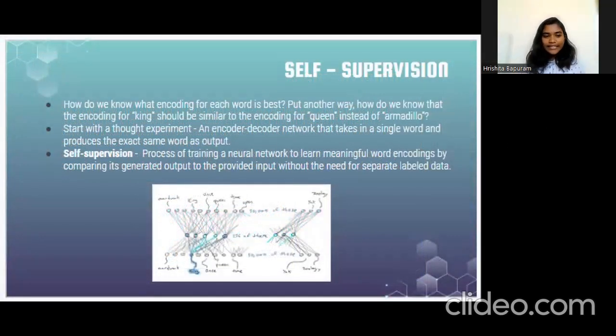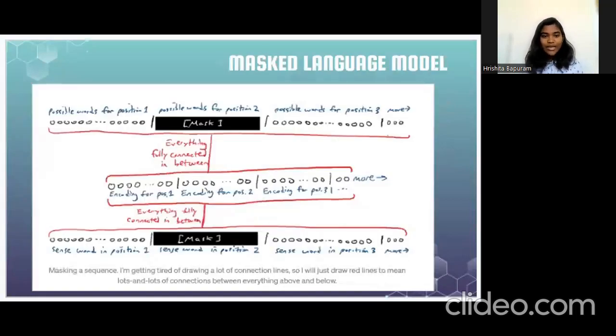Okay. Continuing further, now, have you ever played a guessing game? So imagine playing a game where you have a sentence with one word missing and you have to guess what the next word could be. Now we're going to use a very similar idea to build something called masked language models.